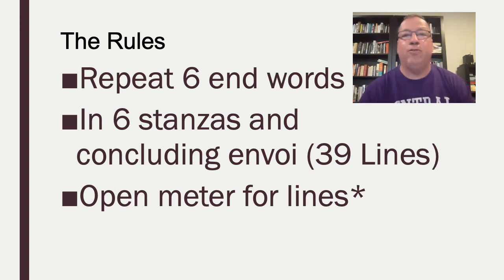centered around using the same 6 end words throughout the whole poem. You'll have 6 stanzas and an envoy. So it's a total of 39 lines, but the end words are all the same. Okay. Now there is an open meter aspect for the lines.